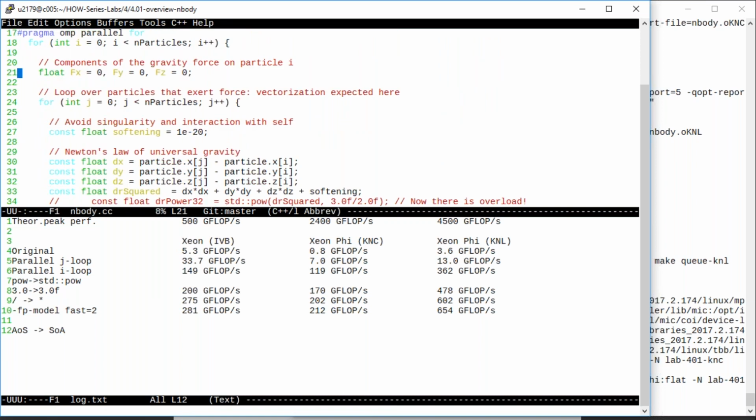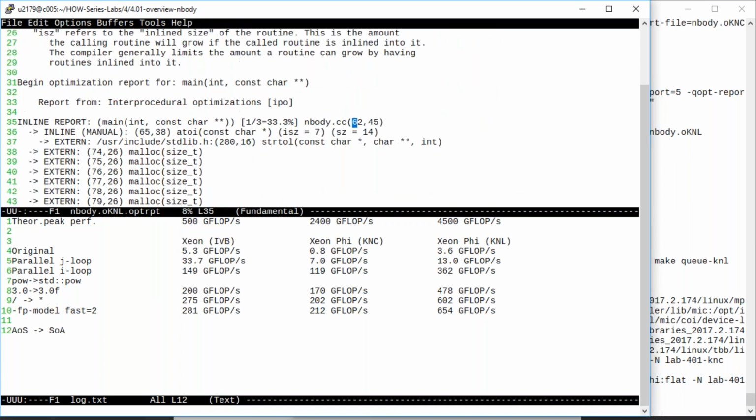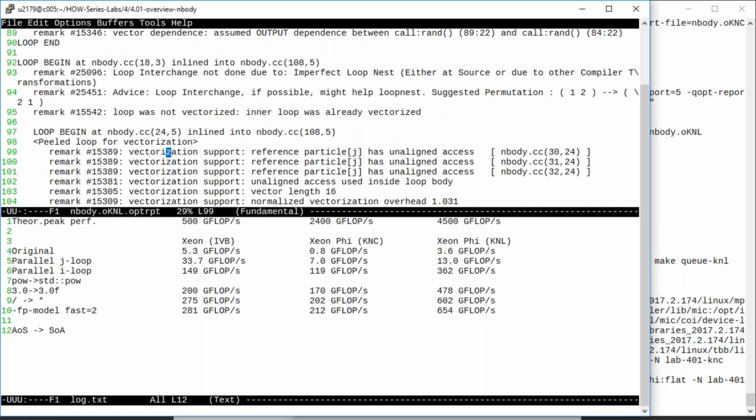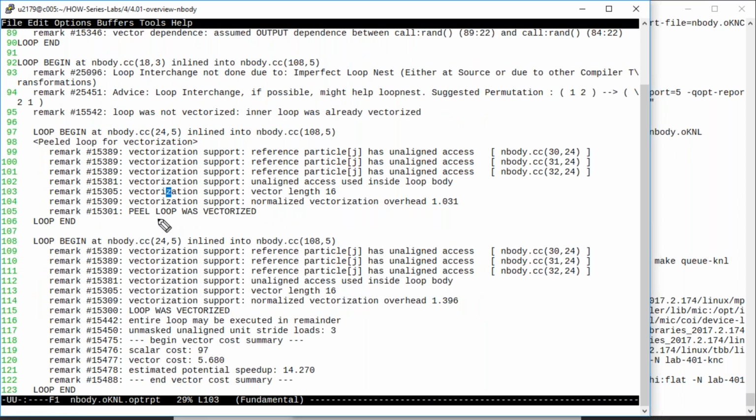The loop is in line 24 now. So what we have now is a remark about peeling and unaligned access, but we have unit stride loads, and this is good. So we are optimizing vectorization.